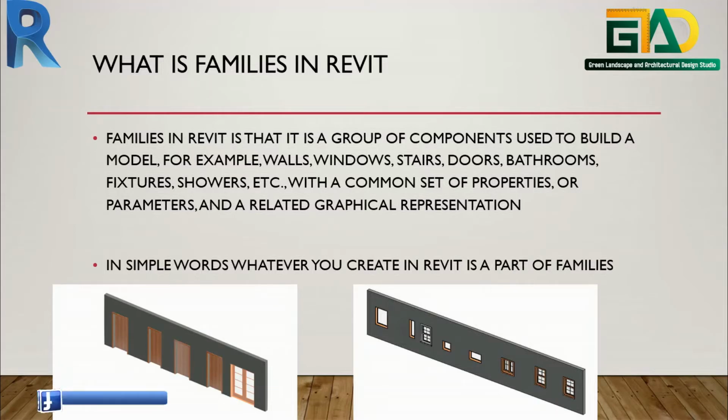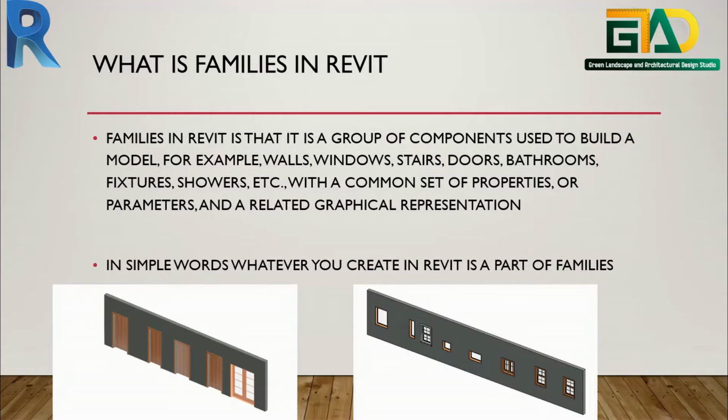An example can be walls, windows, stairs, doors, bathrooms, showers, annotation, text, any kind of component that is used in our Revit project is a part of a family. If you see this second point, whatever we create in Revit is a part of a family. Suppose this is the family of windows, and on your left side is the family of doors. We use these categories in our Revit projects to create our model. These are all part of the door family, and these are all part of the window family.